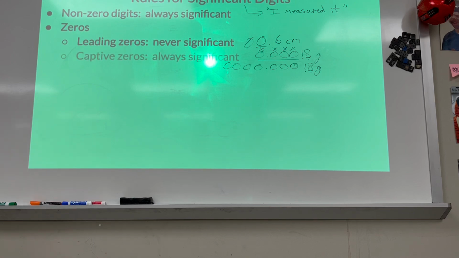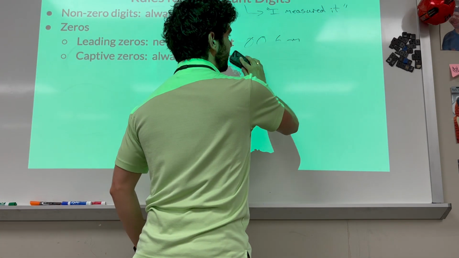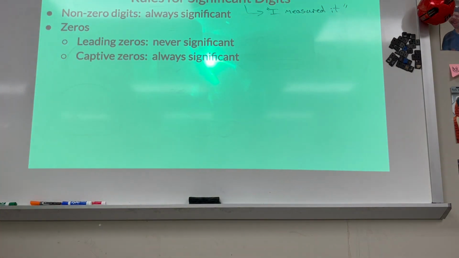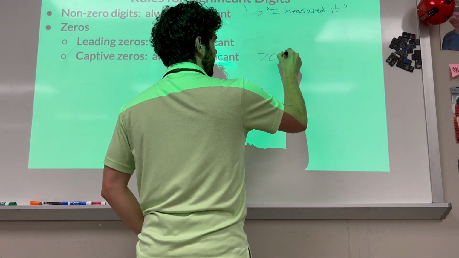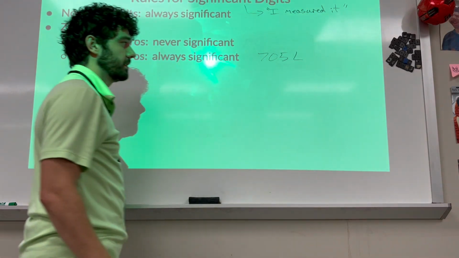Now, if I have a zero that's in between non-zeros, that's called a captive zero. Those are always significant. Those are always part of the measurement. An example of that would be if I had 705 liters.